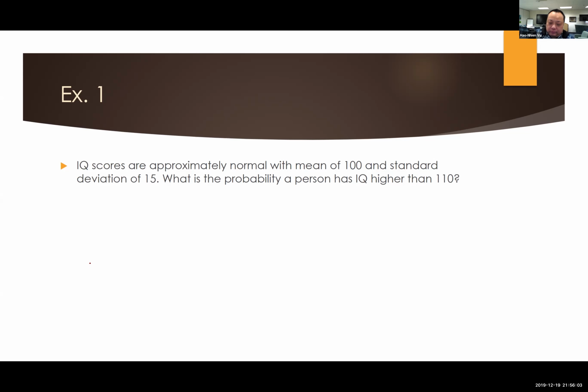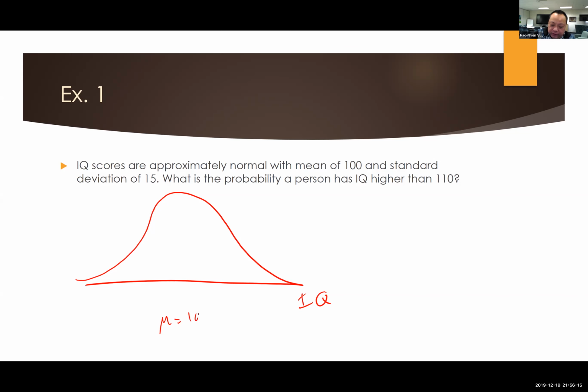So we have our IQ graph here. It has a mean of 100, standard deviation of 15. We don't need to mark it anywhere, just write it down here, I guess. What's the probability a person has IQ higher than 110? So you find 110 somewhere. It doesn't have to be exact. It's just approximately 110 is somewhere around here, maybe. And we look for IQ being greater than that. So the probability is the area, and this is what we're being asked for.